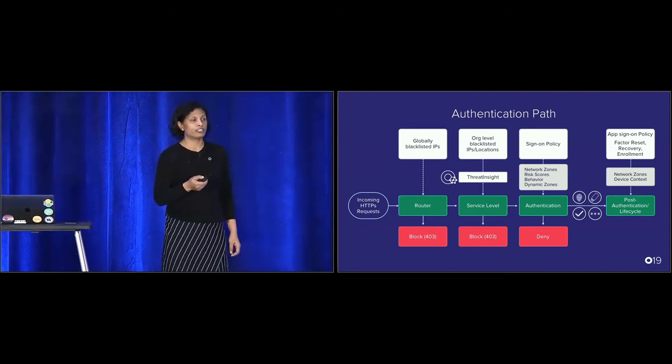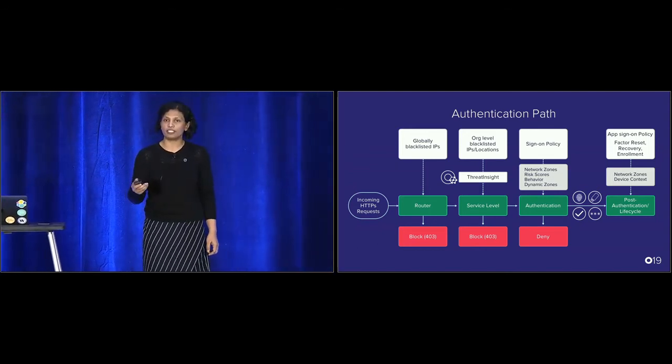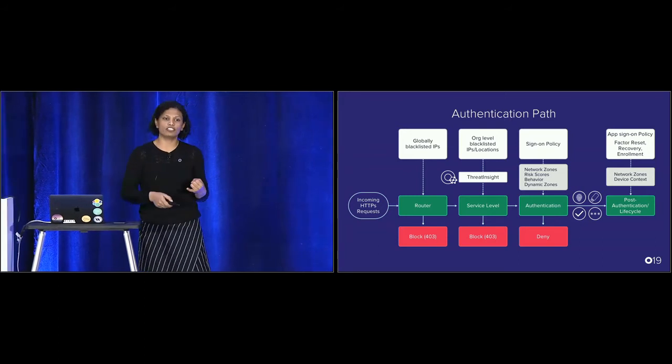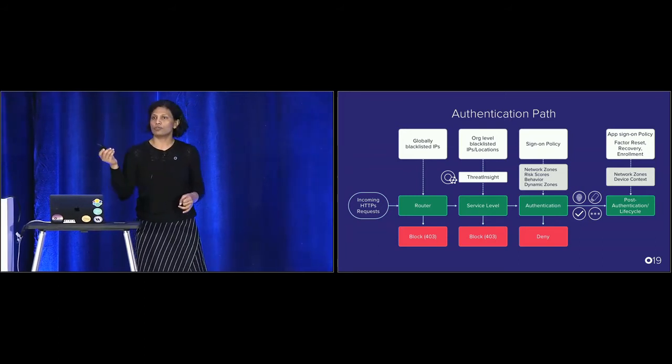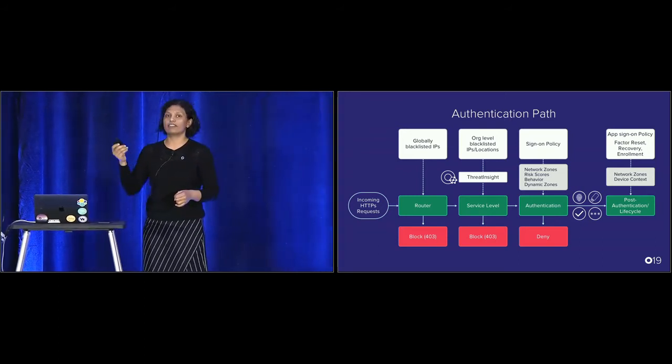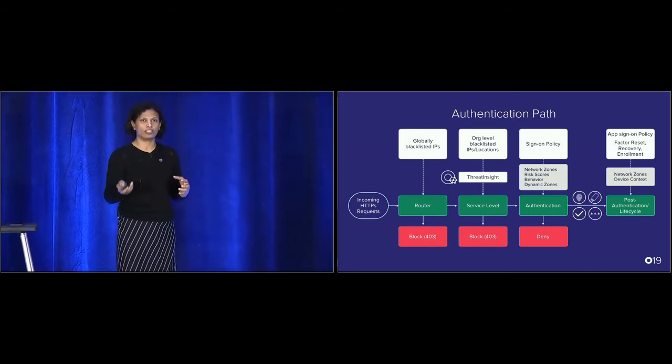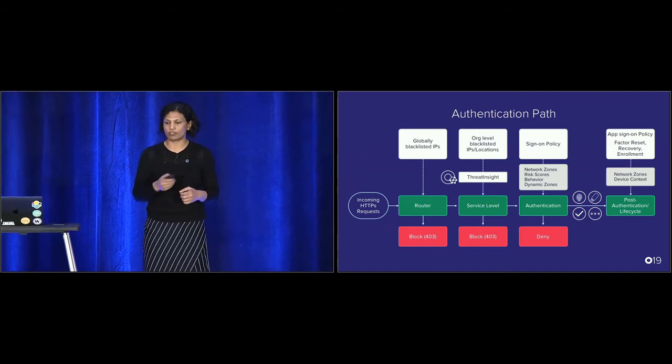You can secure your sensitive applications further by creating an app sign-on policy. You can use network zones to control where these applications can be accessed from. You can use the device context to control which devices these applications can be accessed from, whether managed device or unmanaged device or a certain combination of OS and browser.